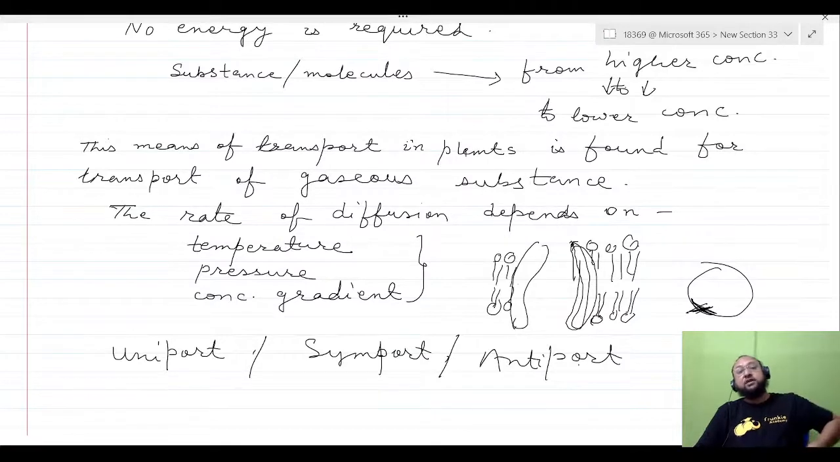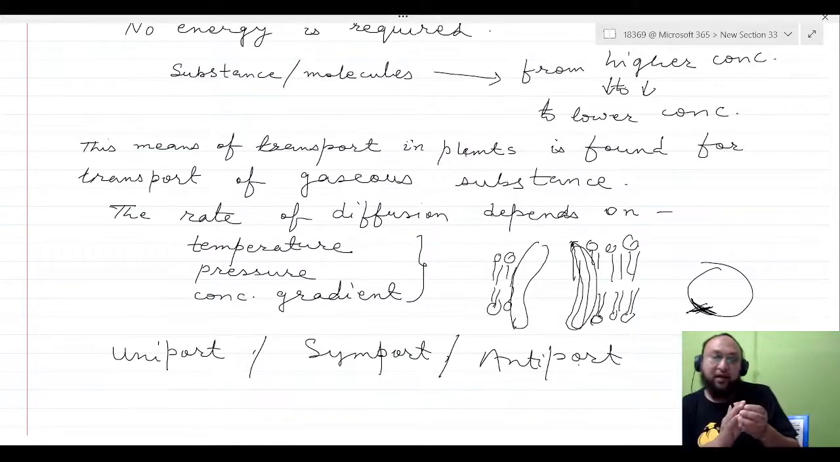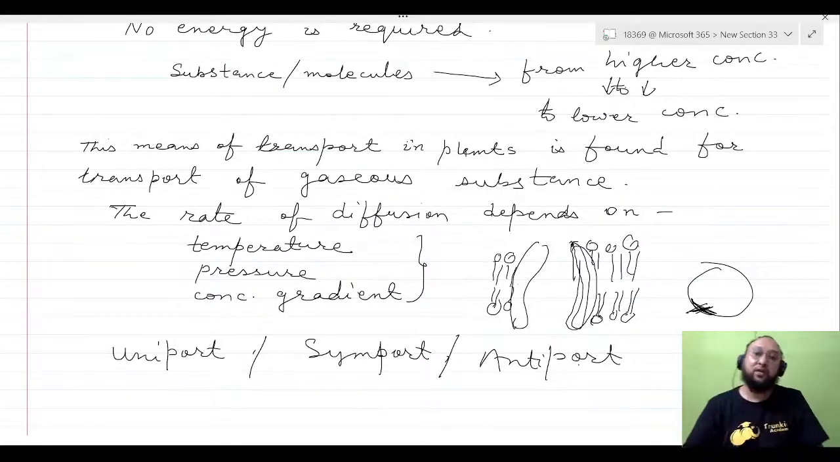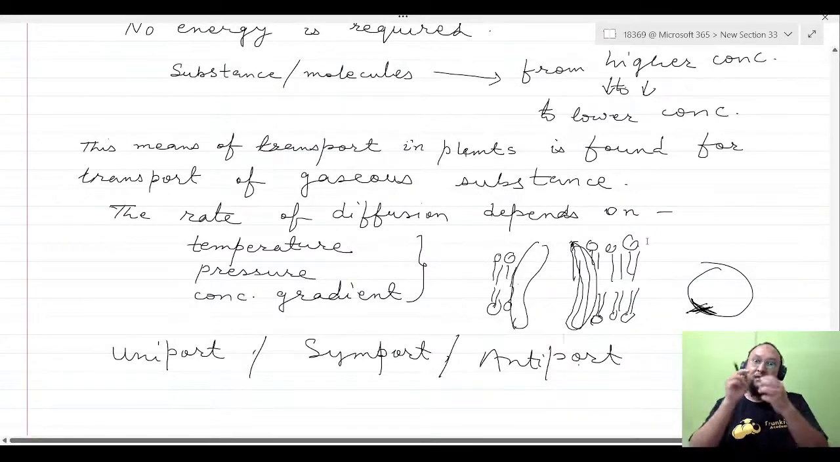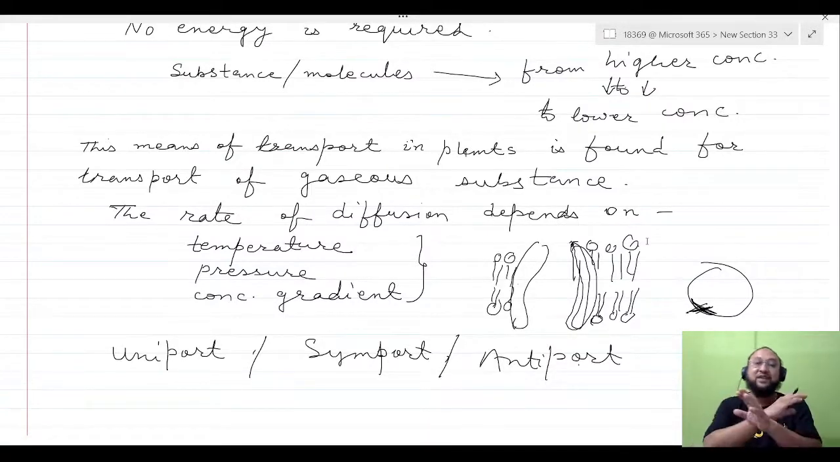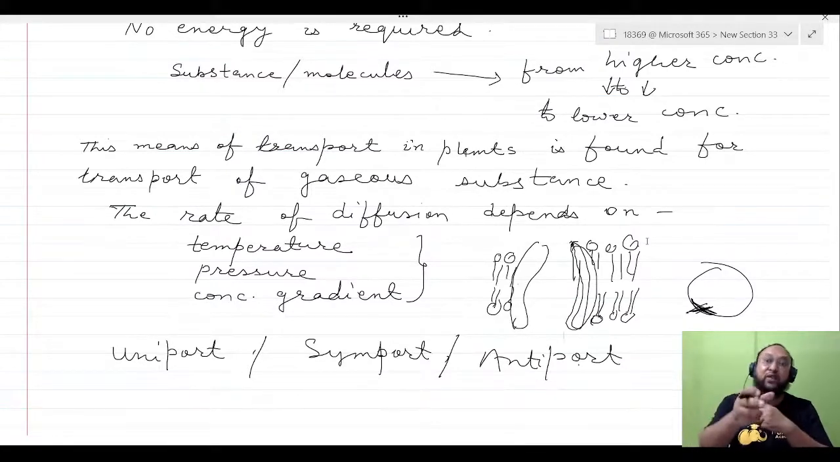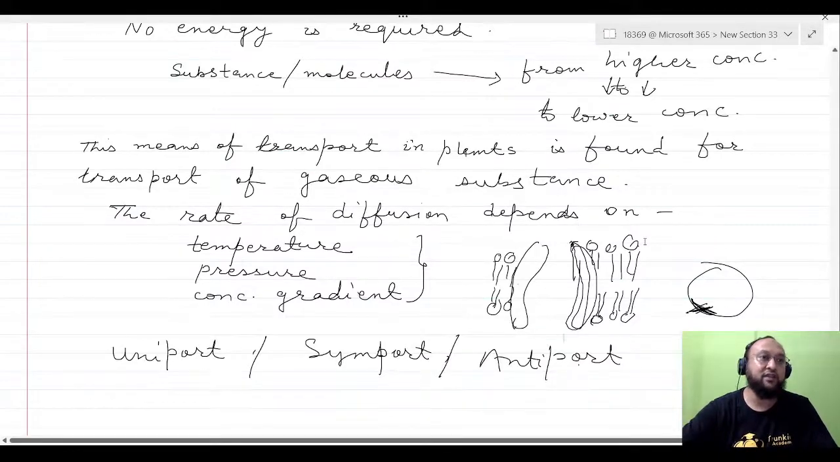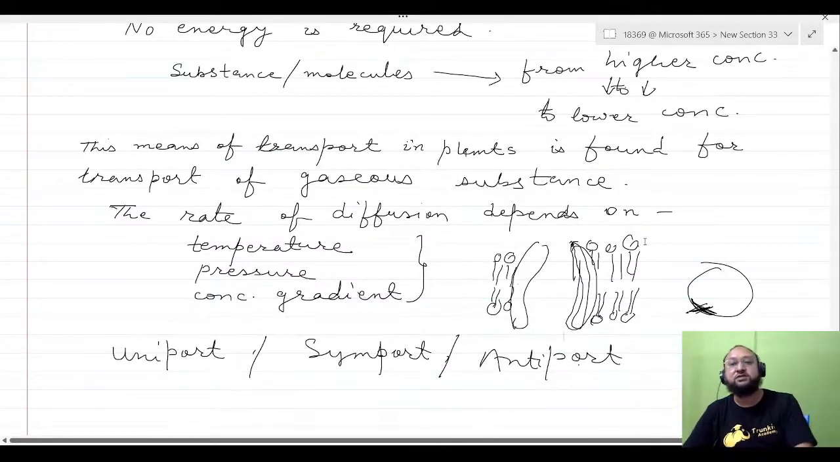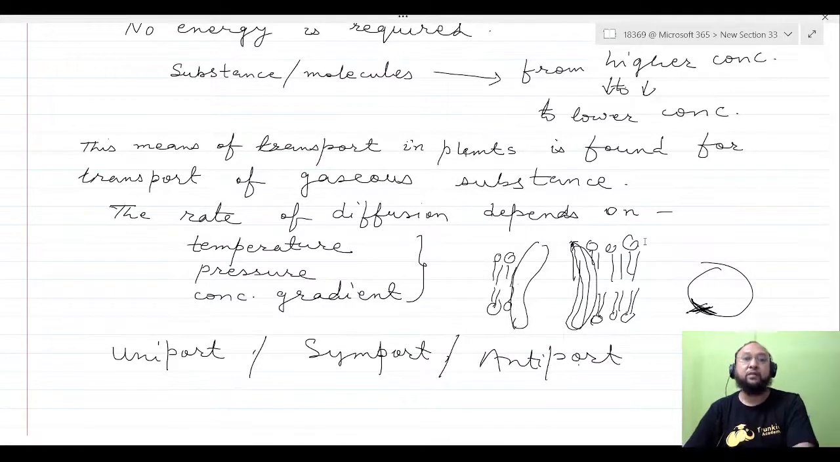And in case of antiport, the molecule moves at the condition when another type of molecule is moving outside. For example, if sodium is going in, then chlorine will come out. This is called antiport, just opposite. One kind of molecule is moving out, then the other kind of molecule moves in. This is the kind of movement that we find in case of antiport and symport.